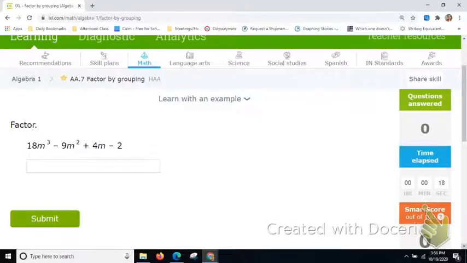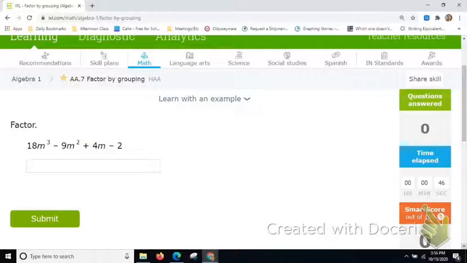All right, so here we are in AA7, and you should notice right off, 1, 2, 3, 4 terms, and that the title of that lesson is Factor by Grouping, and the instructions simply say factor. You could have a bunch of factoring problems, and you should just know that you would do grouping because there are 4 terms. So I'm just going to start out with this first one.